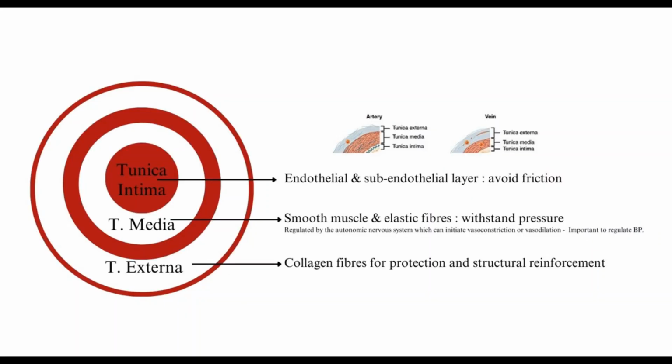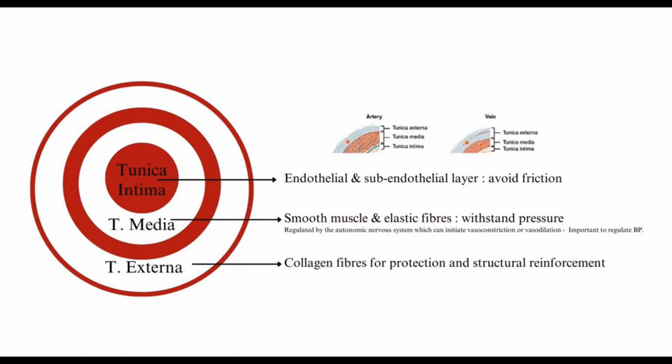Let's see what these tunics are. Tunica intima is made of an endothelial layer and a subendothelial layer. This is because it helps to avoid friction when blood passes through. Next, the media is made of smooth muscle cells and elastic fibers to withstand the pressure.